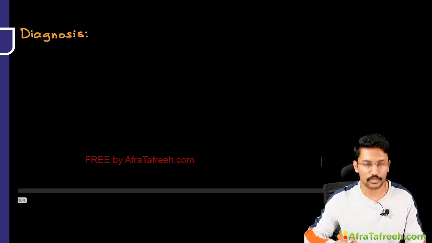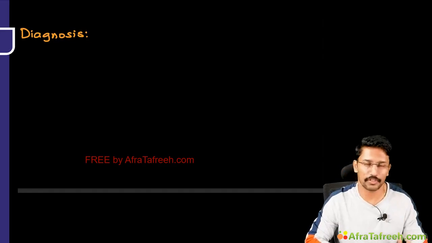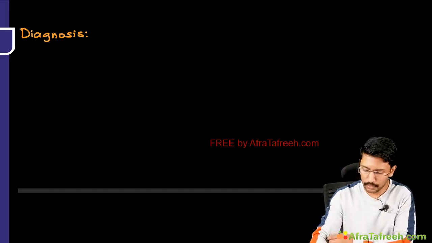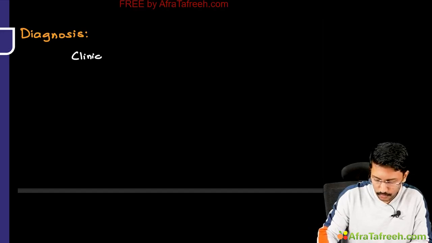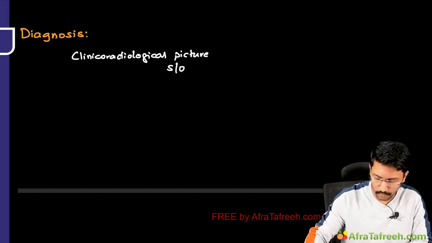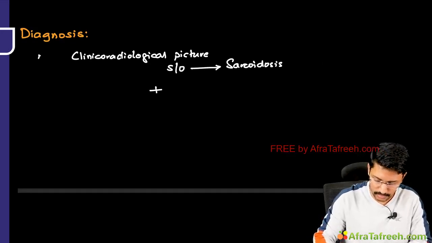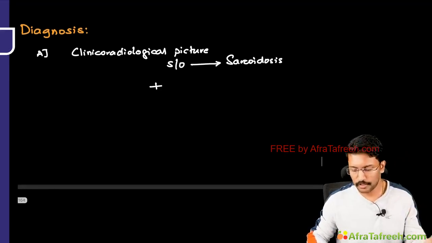Now let us talk about the diagnosis of sarcoidosis. By this time, we clearly know that tuberculosis is one of the important differential diagnoses. So ruling that out will be part of our diagnostic criteria. Okay, so what the diagnostic criteria say is that the patient should have a clinico-radiological picture suggestive of sarcoidosis. Okay, plus the second criteria. So let me put it in a box so that you can write it in the paper easily. Clinico-radiological picture suggestive of sarcoidosis.